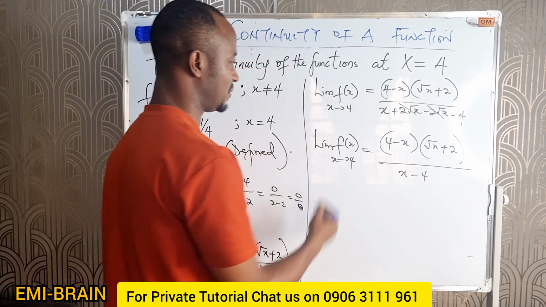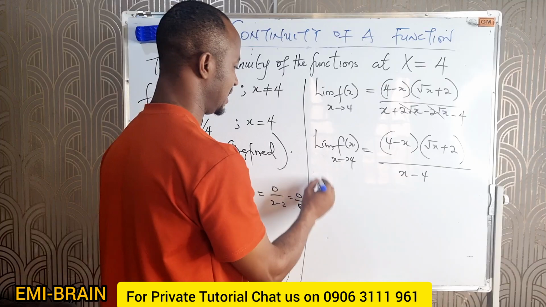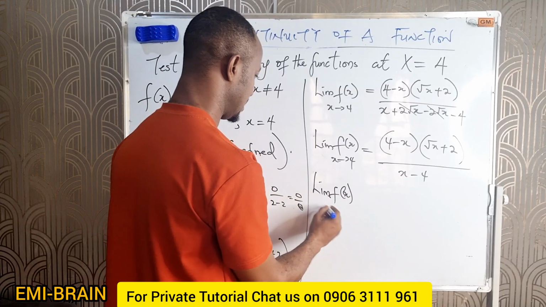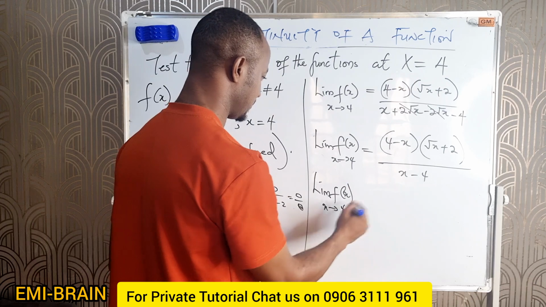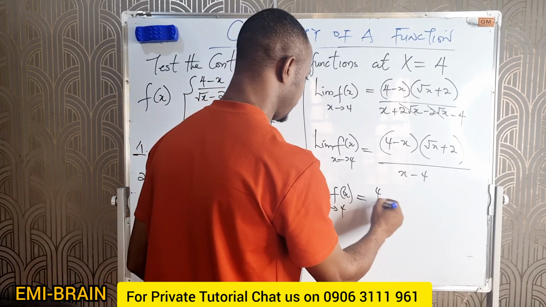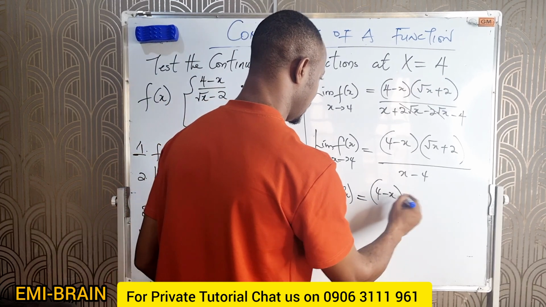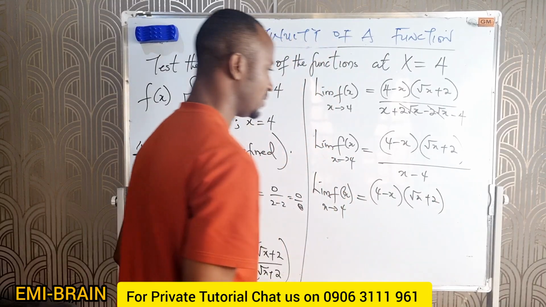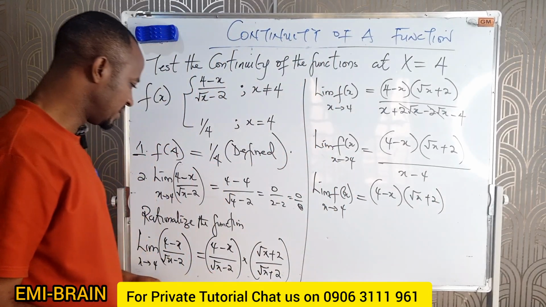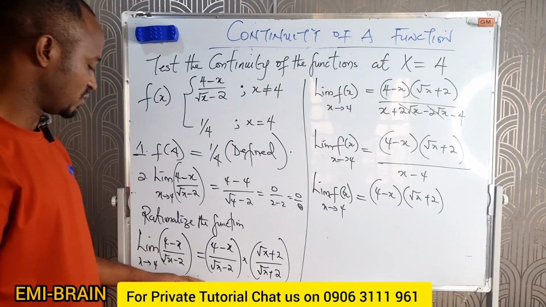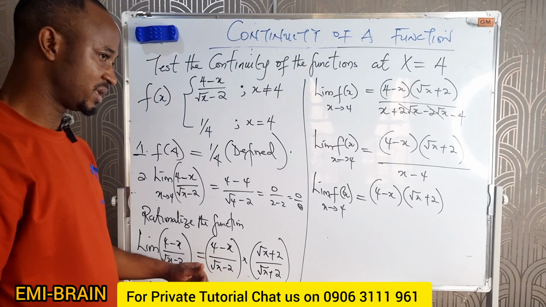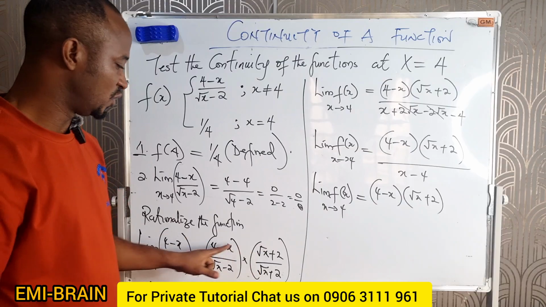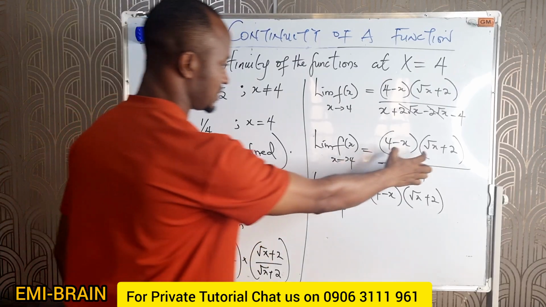So, let's see what we're going to generate at the end of the day. This will give us the limit of f of x as x approaches 4 to be equal to 4 minus x times root x plus 2. Don't forget that we said that if we are to multiply by the conjugate of the denominator, I will not evaluate the numerator. I will just leave it this way.